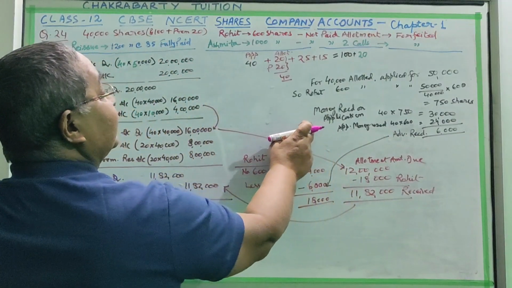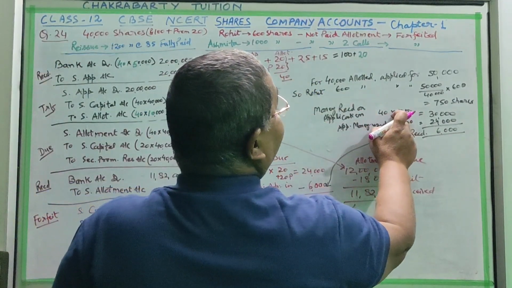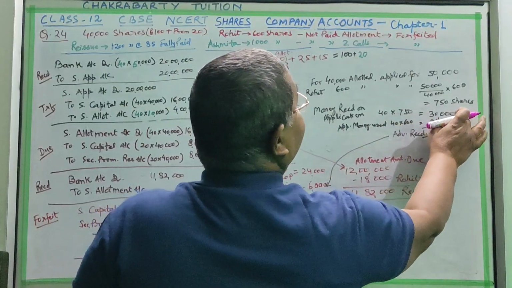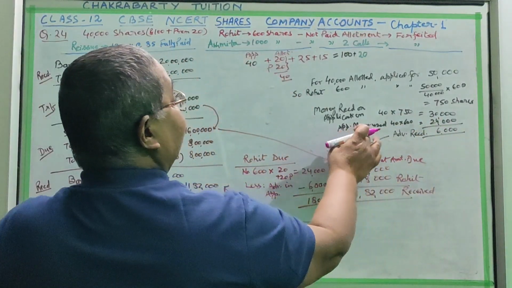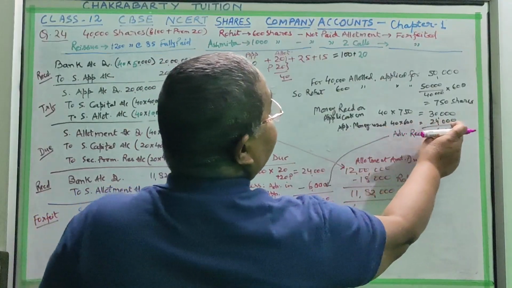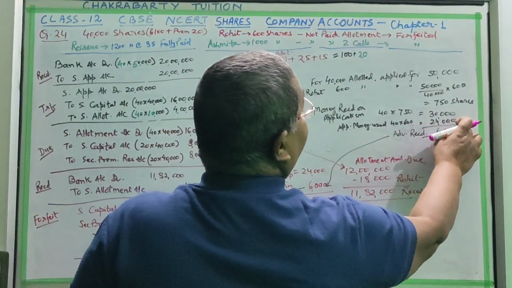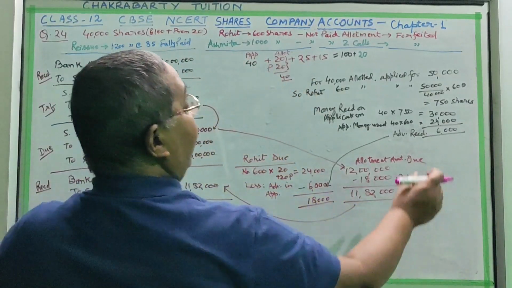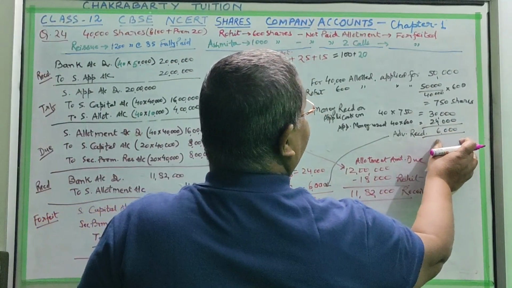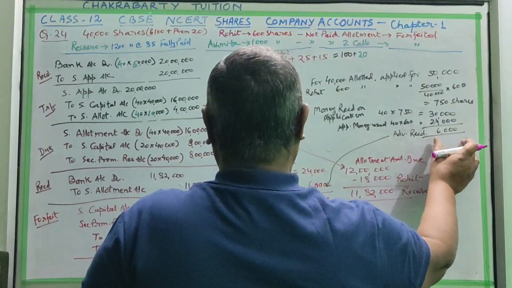It means the money received on application from Rohit was at the rate of 40 into 750 shares. So 30,000 we have received, and application money we have used, 40 into 600, means 24,000. Allotted shares are 600, so 24,000 we have already used. Now how much advance is received? 600. So from Rohit you already have 600 rupees as an advance.